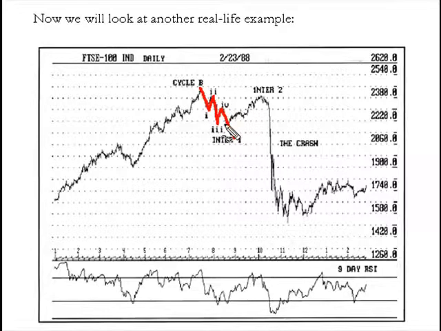Then we sort of drifted up. It's a clear ABC, but it was very dithery around here. It just went sideways for a while. Then it just collapsed. Now, I never expected it to collapse quite so abruptly.